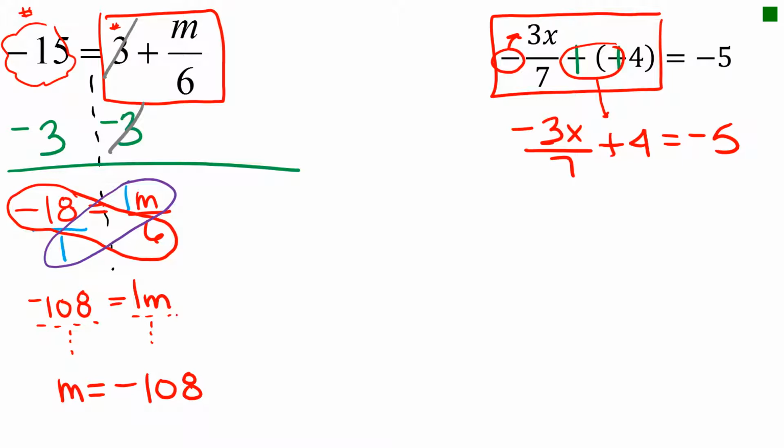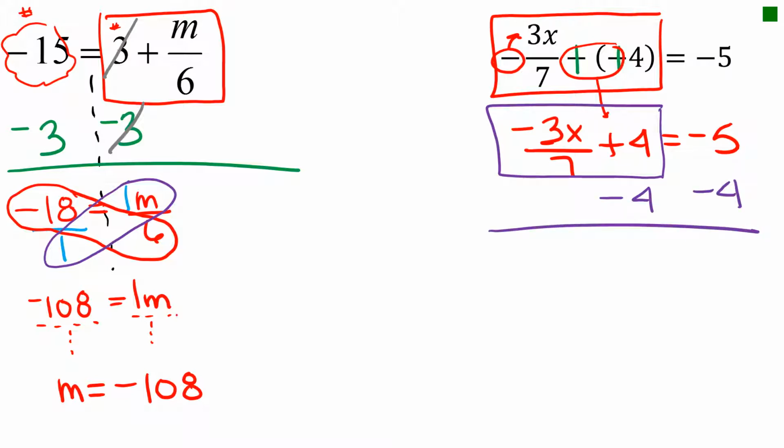Over here on the left-hand side, we're going to move that plus 4. We're going to do that by subtracting 4 from both sides. 4 and negative 4 cancel. Leaves me with negative 3x over 7. On the right-hand side, I have negative 9. Turn it into a proportion by putting it over 1.